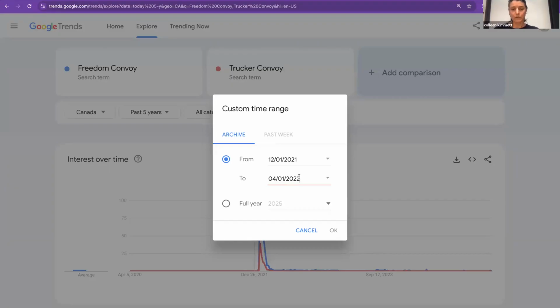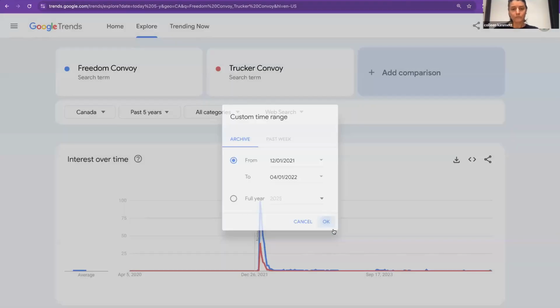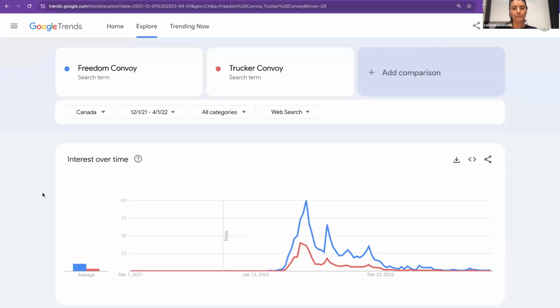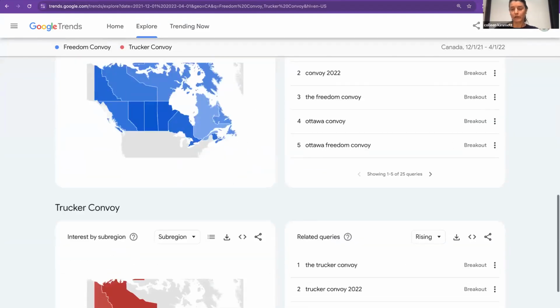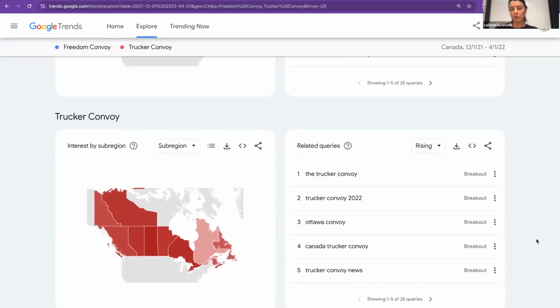Oh, sorry, this should be 2022, that's why. So here we've got actually showing in January 2022, showing a peak in Freedom Convoy. And if we were to look at related terms, they're mostly the same.